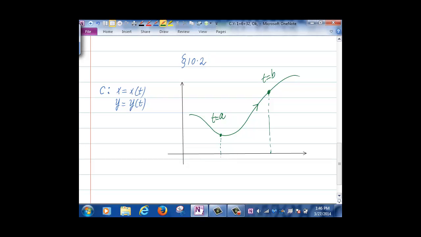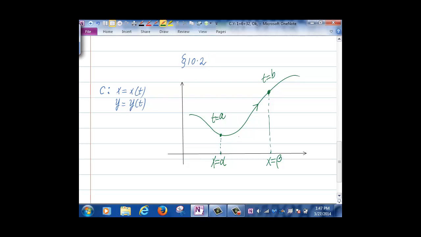Let's say at time a the x value is alpha, at time b the x value is beta. Is my picture clear to you? At time a the x value is alpha, at time b the x value is beta.